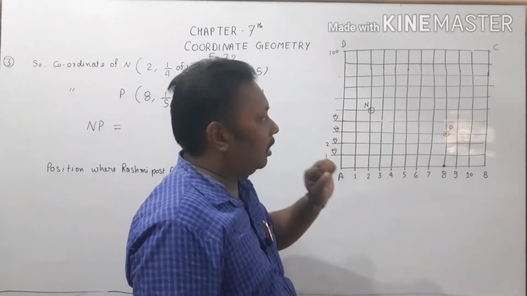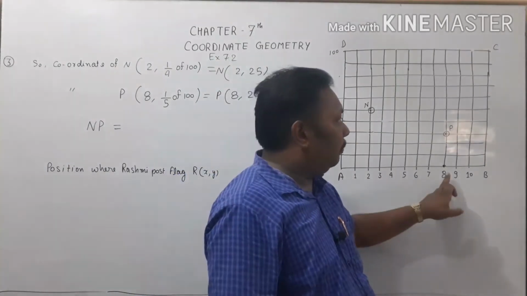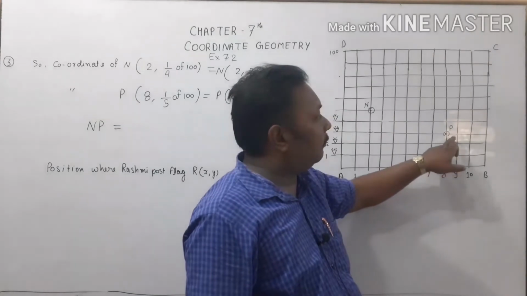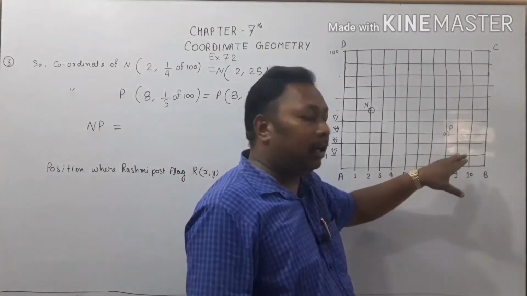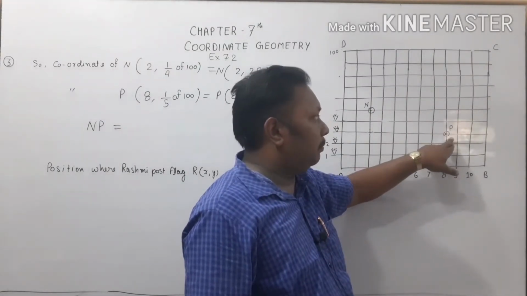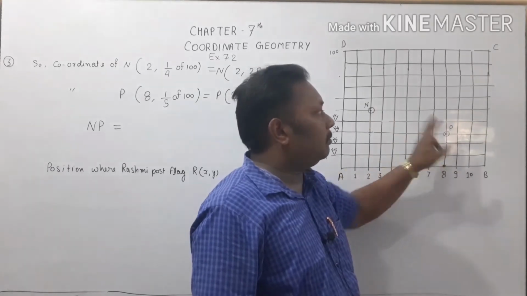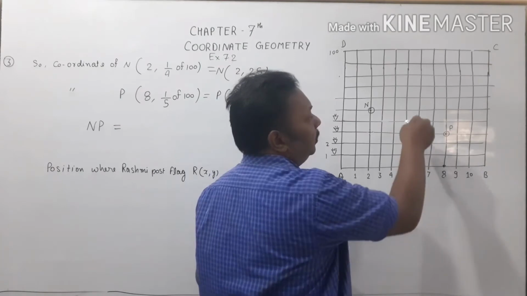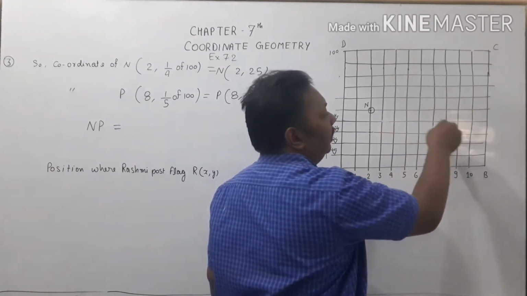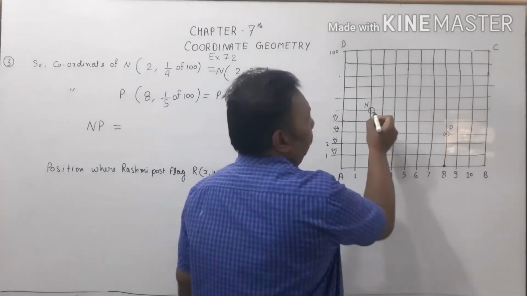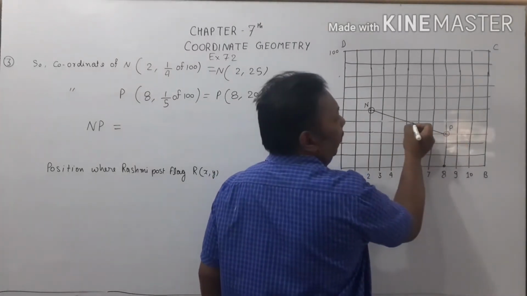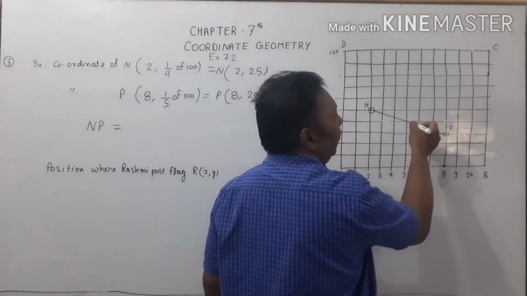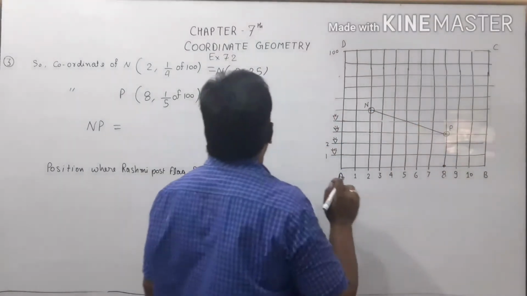Niharika runs on the second track and covers a distance of 1/4 of the total, and posts a green flag. Another girl, Preet, runs on the 8th track, covers 1/5 of the total distance, and posts a flag P. We find the distance between N and P. Another girl, Rasmi, posts a flag just between them; if we join the two points, we find the midpoint, so Rasmi places the flag right there.